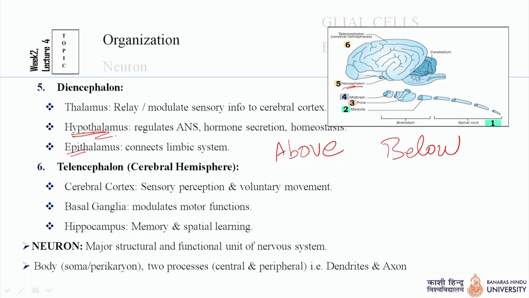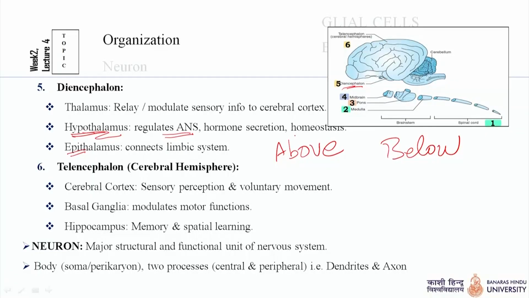Then the hypothalamus. The important function of the hypothalamus is that it regulates the ANS. Very, very important it is. The hypothalamus is the one which controls or regulates the autonomic nervous system, and you might have heard that the hypothalamus is directly involved in hormone secretion. It also maintains homeostasis. One of the important parts of the hypothalamus is that it regulates homeostasis. Next is the epithalamus, which connects to the limbic system.